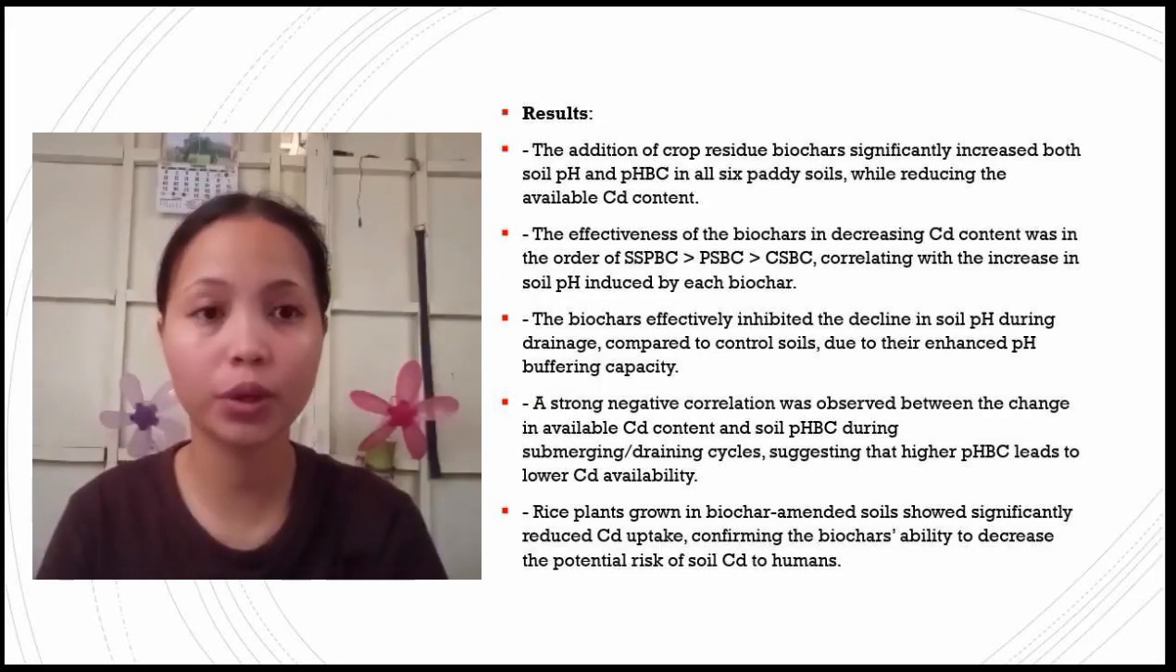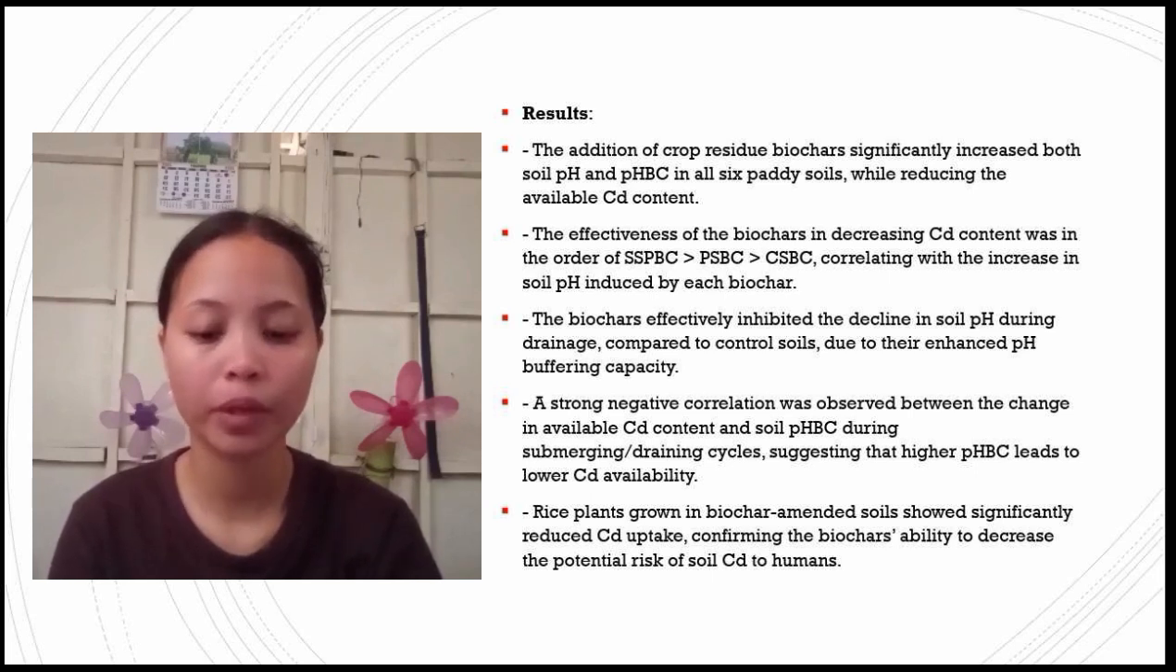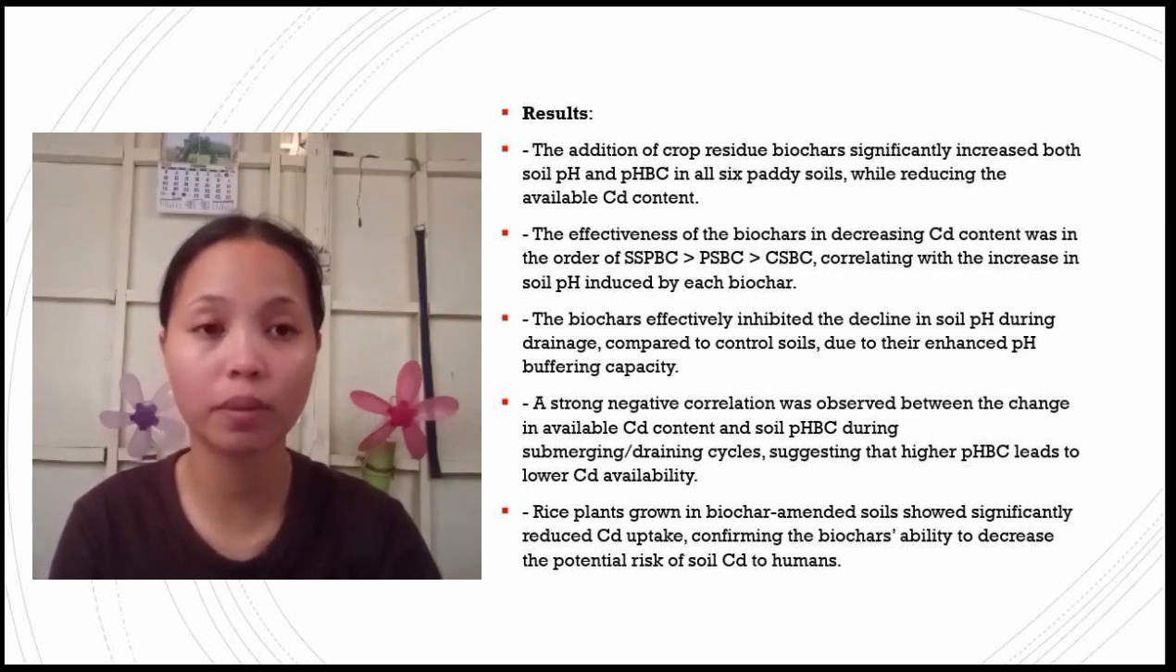Results. The addition of crop residue biochar significantly increased both soil pH and pH-BC in all 6 paddy soils, while reducing the available Cd content. The effectiveness of the biochars in decreasing Cd content was in the order of SSBC, PSBC, and CSBC, correlating with the increase in soil pH induced by each biochar.